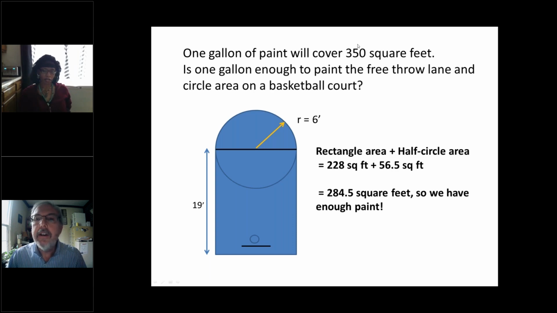284.5 square feet. So we make it, because that's less than 350. So our whole gallon can will be enough to paint this entire basketball key. Now, if we assume we've got 2 basketball keys on each court, then we probably need almost 2 gallons. But our 1 gallon will be enough to do 1.